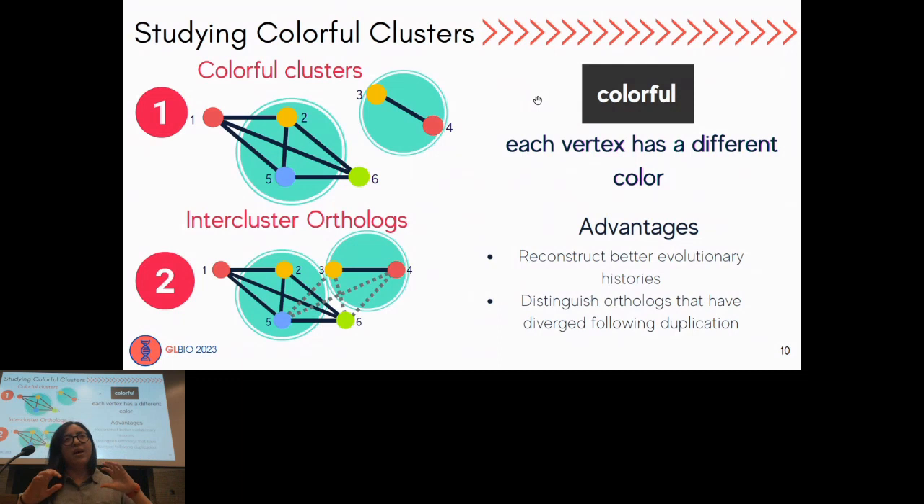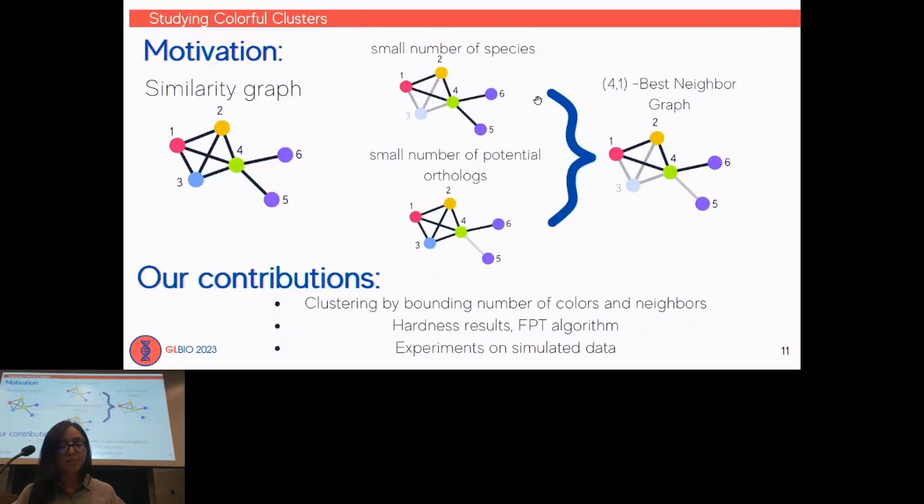In this work, we study these colorful clusters, clusters where each vertex has a different color. We combined our method of inferring colorful clusters with another method that helps us infer the intercluster orthologs. The advantage is that we get clusters that have purely orthologs, and this helps us better reconstruct the evolutionary histories. They also help us to distinguish orthologs that have diverged following a duplication event.